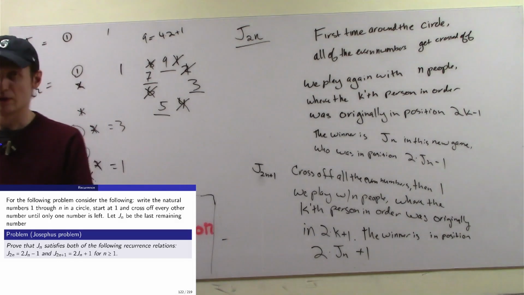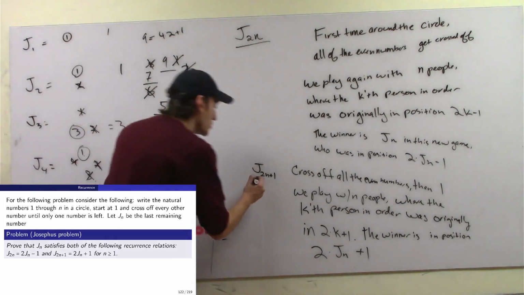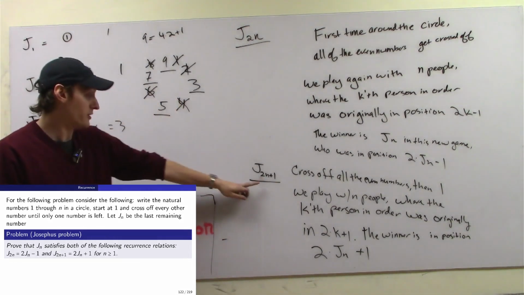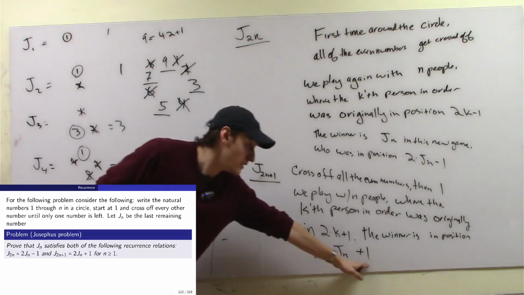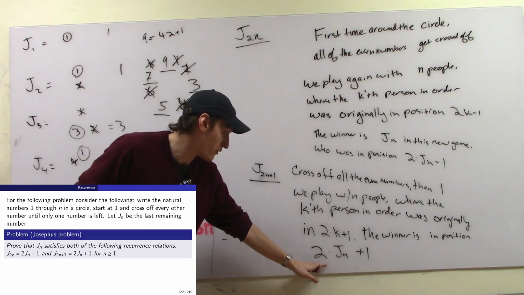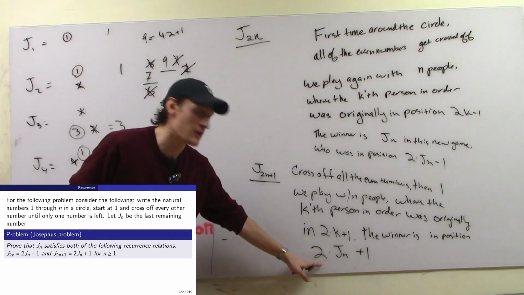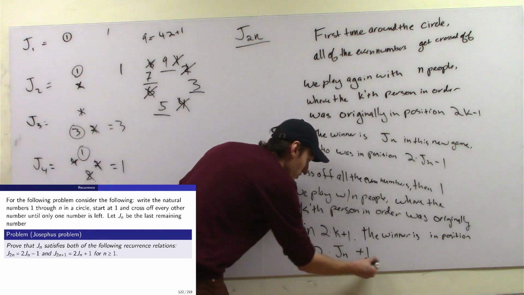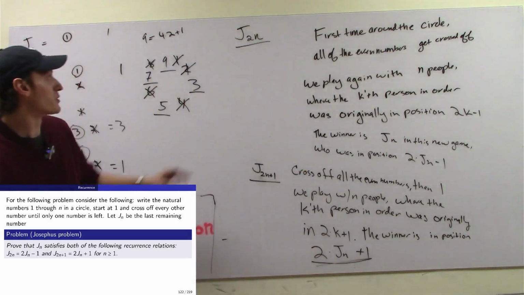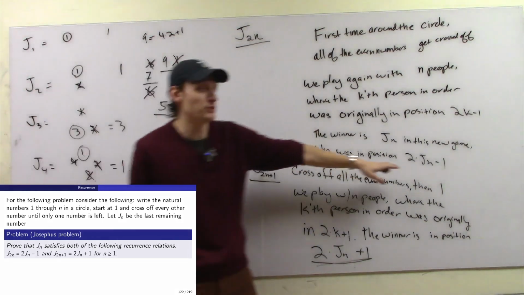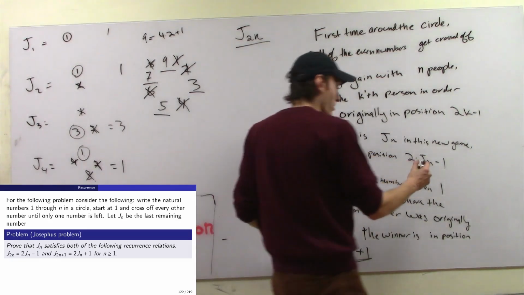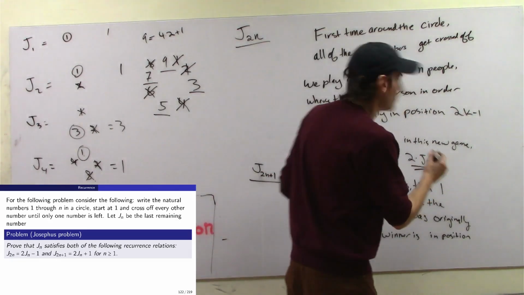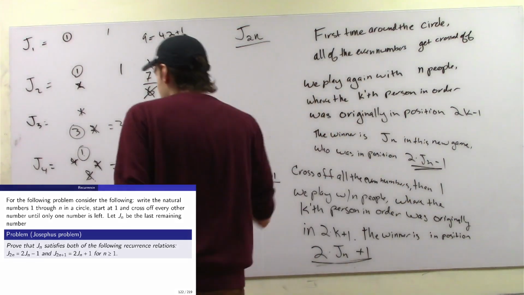Okay, so what does this mean? This means that J sub 2n plus 1, the position of the original winner, is equal to the position of the winner of J sub n times 2 plus 1. So these things are equal to each other. Similarly, we have that J sub 2n is equal to 2 times J sub n minus 1. So our recurrences are satisfied for n greater than or equal to 1, which is awesome.